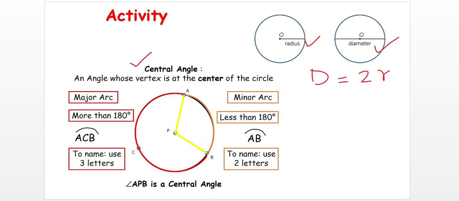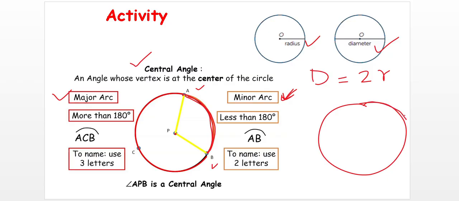Now, what is a central angle? What is a minor arc? What is a major arc? Now look at this diagram. Here we have the center P of the circle. Here there's a point A, there's a point B. If you go from point A to point B, this part of the boundary is called the minor arc. Clear? If this part of the boundary is less than 180 degrees, it is called the minor arc. This is the whole boundary of the circle.